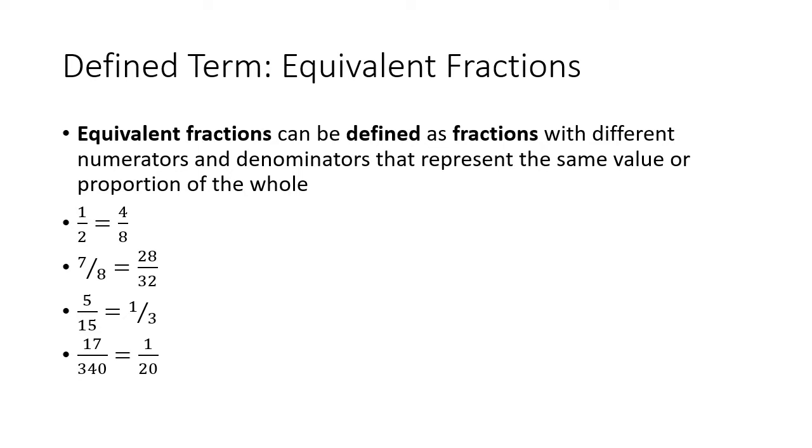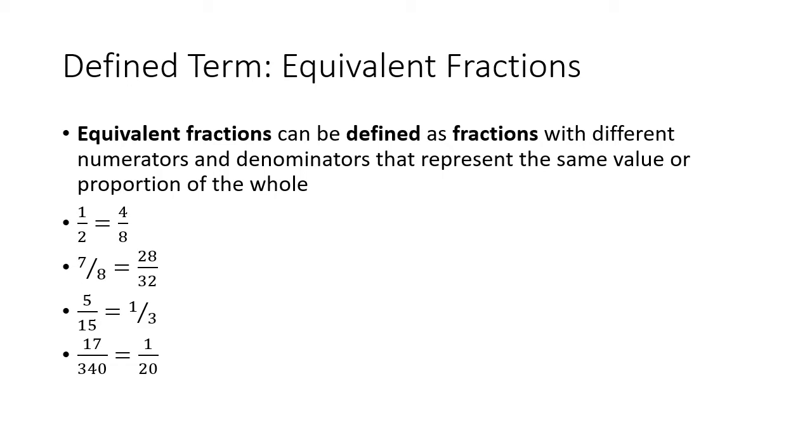Equivalent fractions can be defined as fractions with different numerators and denominators that represent the same value or proportion of the whole. Examples of equivalent fractions would be 1/2 equals 4/8. Another example would be 7/8 equals 28/32. 5/15 equals 1/3. And finally, 17/340 is equal to 1/20.